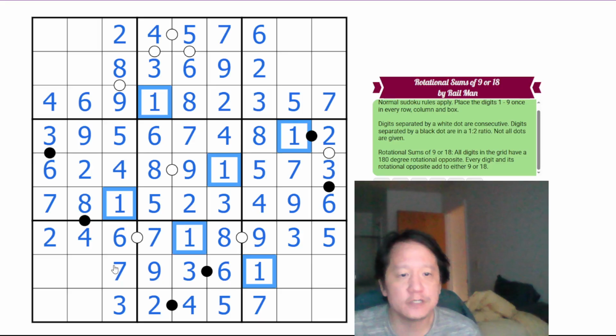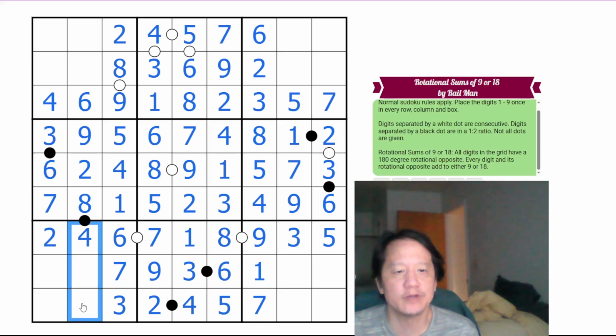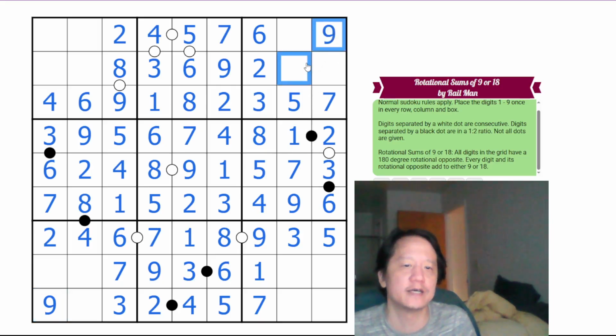Remaining digits. Where is 9 in this lower left-hand box? Cannot be here because of 9 in the row and column here. So 9 has to be here, which means it adds up with 9 to add up to 18. 1 can no longer be here, so 1 has to be here. 1 and 8 add up to 9.